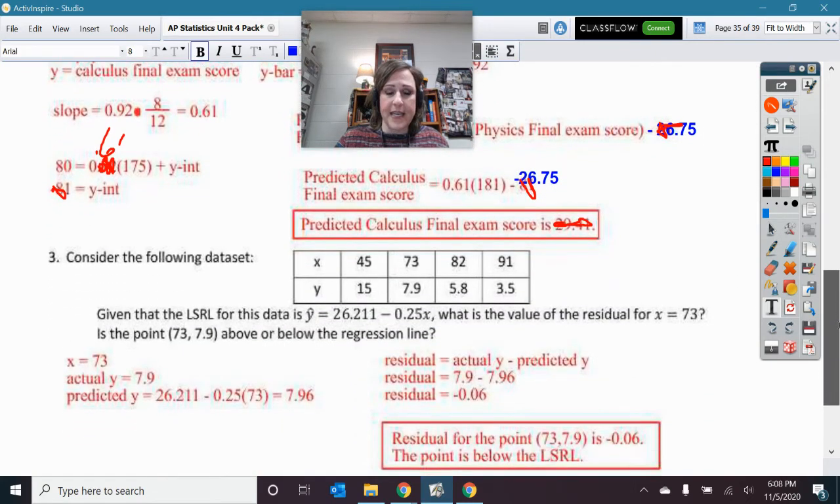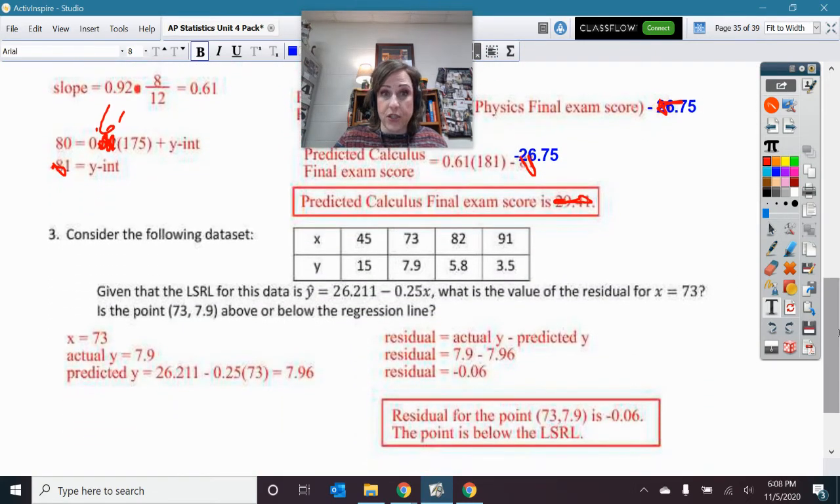Okay, now we have this data set. This is interesting. Here we have a data set, and this is what actually happened. These are the actual values. Now we have a prediction line with this equation right here, and it has the residual of x equals 73. See, look here, I'm going to start identifying my items over here: my x, my actual y, my predicted y, and then finding the residual. So here we go. X is the 73.